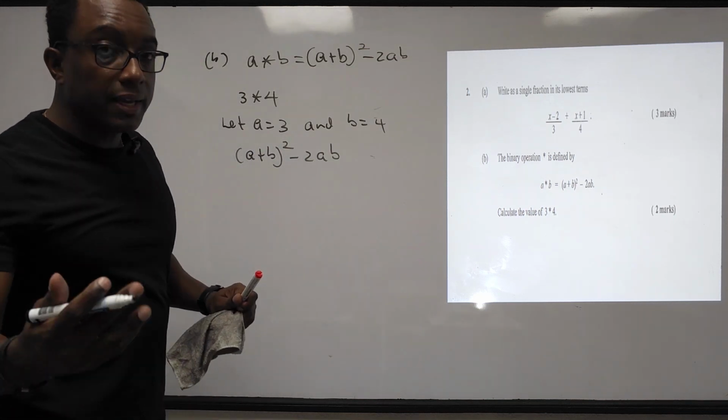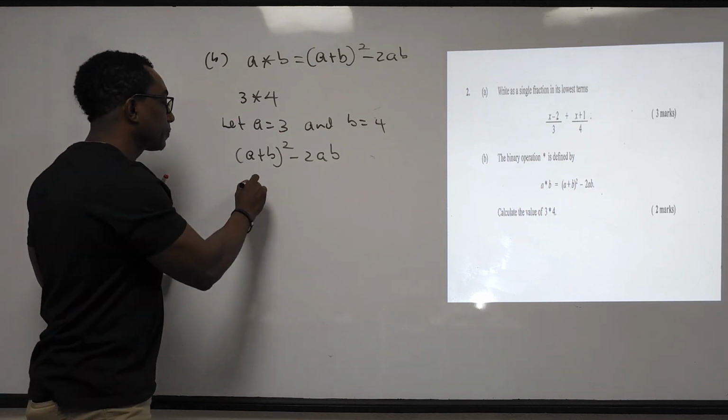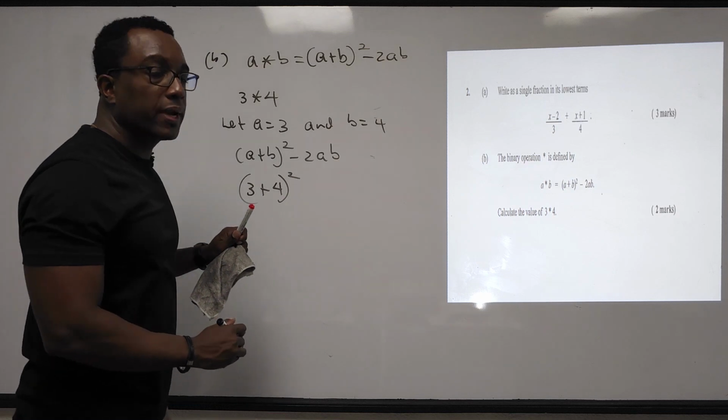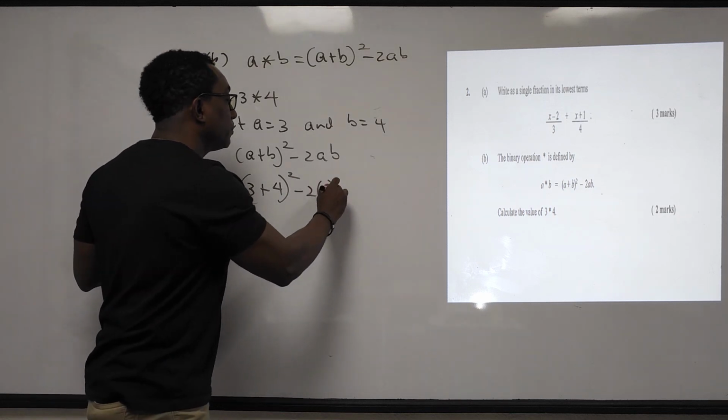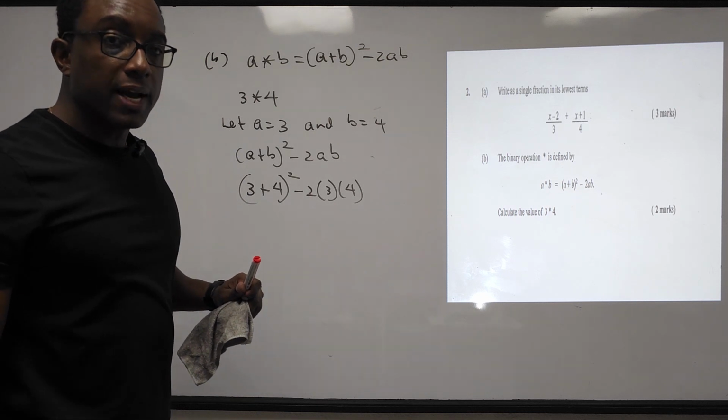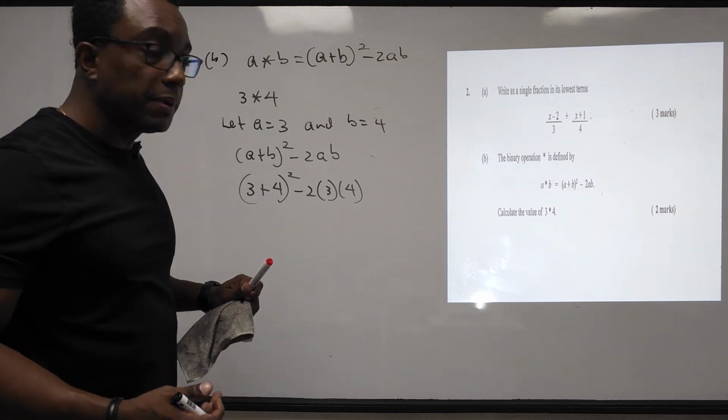So where I see A, I replace it with 3. Where I see B, I replace it with 4 in brackets squared minus 2 times 3 times 4. This is A multiplied by B. So we put 3 and 4 within brackets to show we are multiplying them.